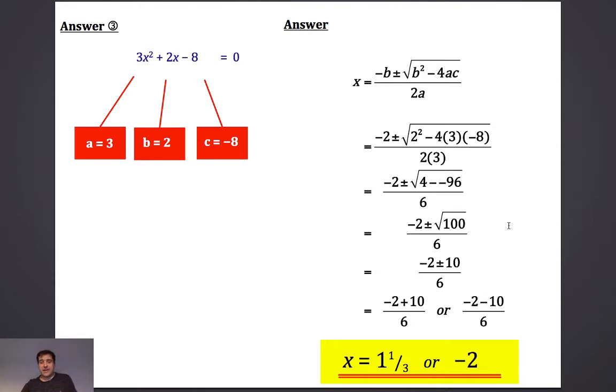And as it turns out, this one boils down to have a fractional answer. So minus 2 plus or minus 10, all divided by 6, gives you x equals minus 2 plus 10 all over 6, or minus 2 minus 10 all over 6, which is 1 1/3 or minus 2.